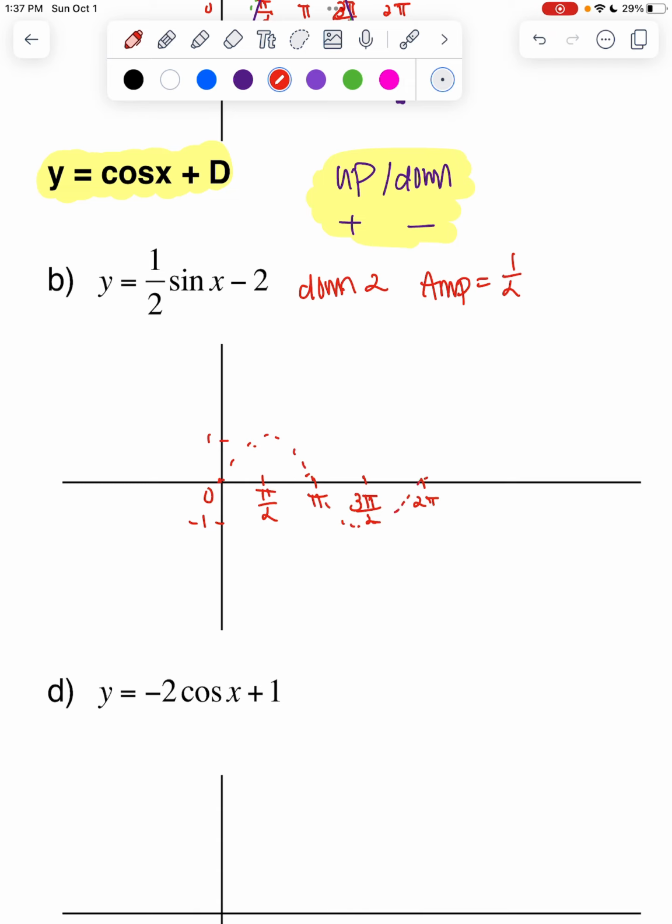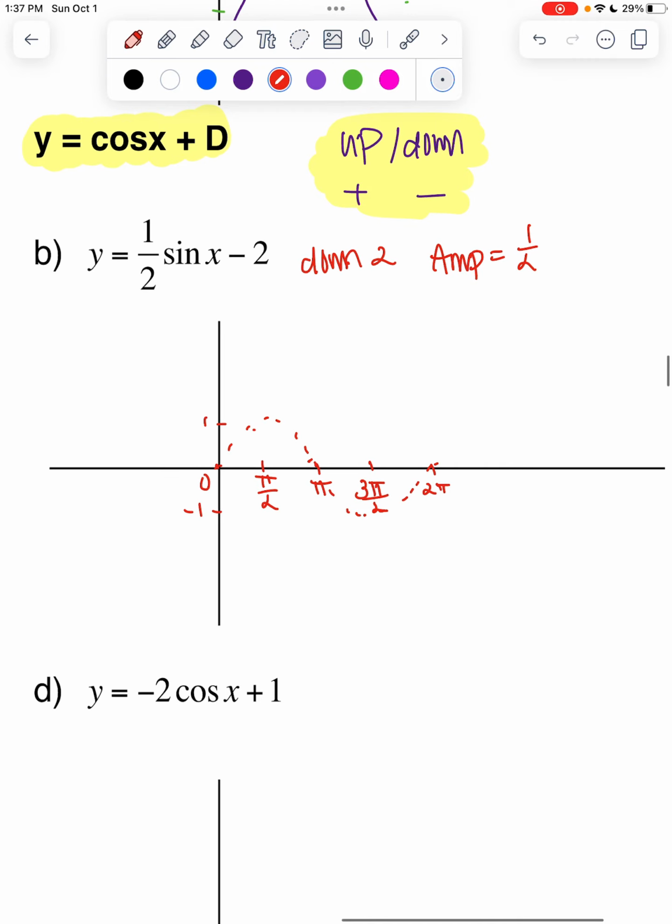So here we are. I'm going to start by going down 2. So our new midline is going to be at y is equal to -2. Okay, so my new points are also going down 2. Nope, we're going to go down to -3 in this one. So here's my new graph after going down 2, having that vertical shift.